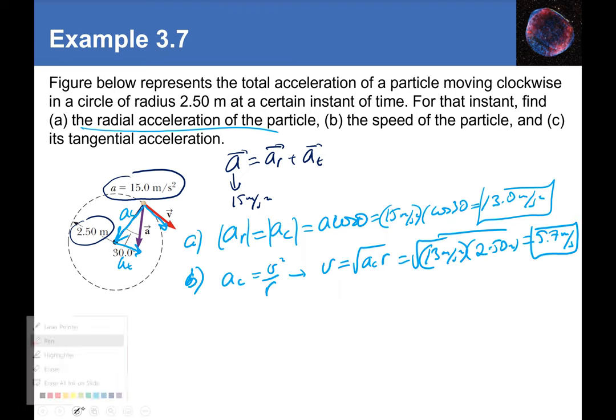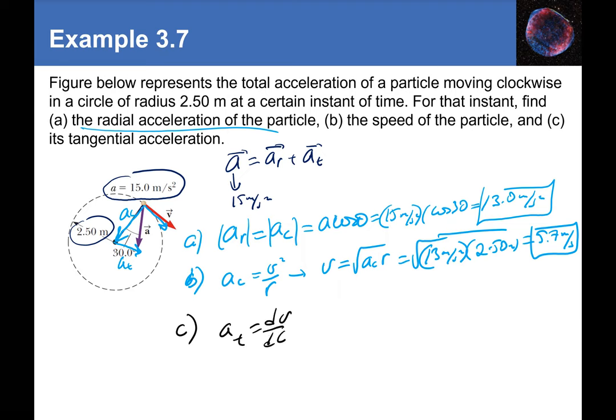All right, about part C, which is the tangential acceleration. Well, there are a number of ways we can do that, right? But for this particular case, we know that this equation here equals dv/dt, okay. But we're not given any velocity function, which gives instantaneous velocity at that instant. So what do we do here?